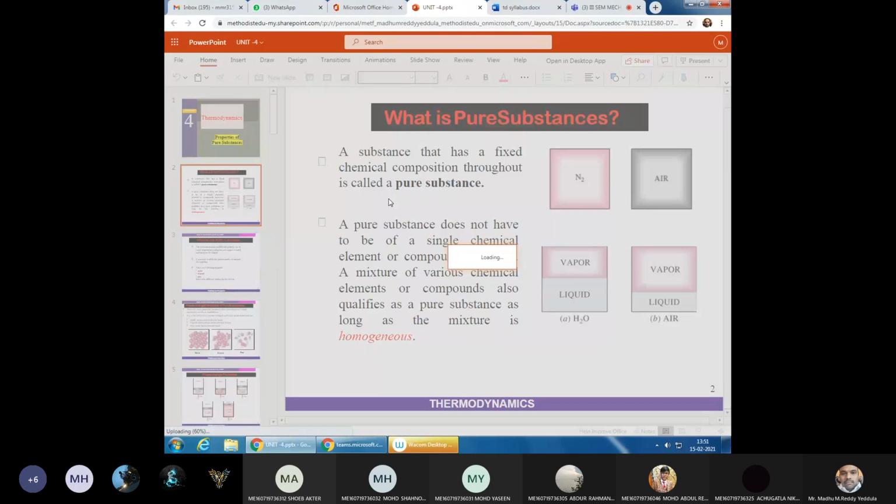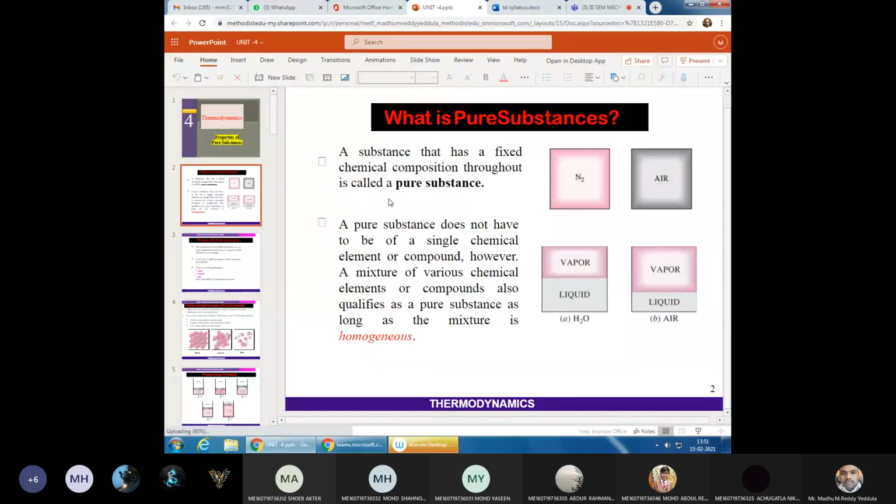Right. So what is a pure substance? We discussed a simple definition of pure substance in the first unit. A substance that has a fixed chemical composition throughout is called a pure substance. It may be in a liquid phase, solid phase or gaseous phase. And one more definition is there. It's not compulsory that it should exist in one phase. There may be two phases also, but it should be homogeneous, right?